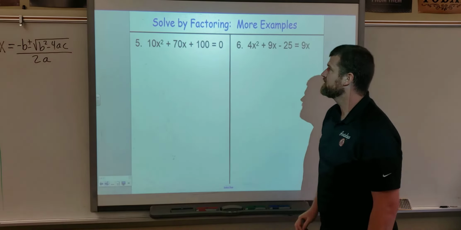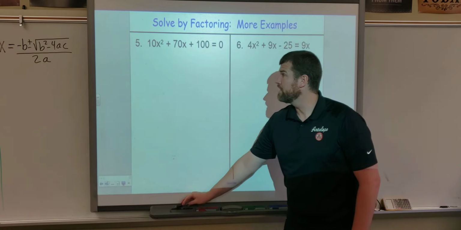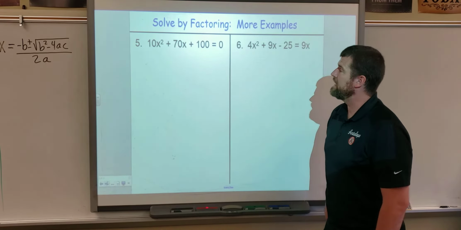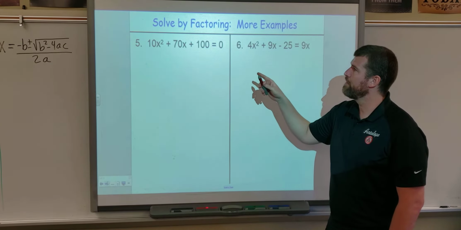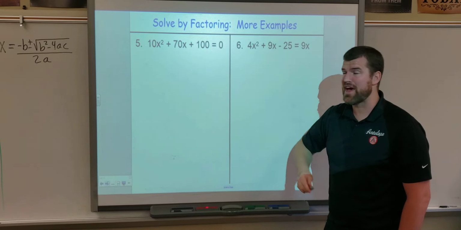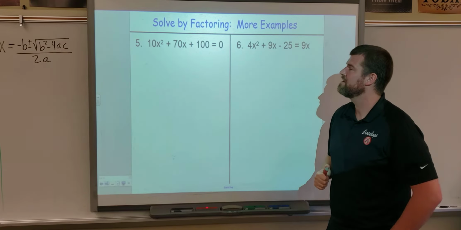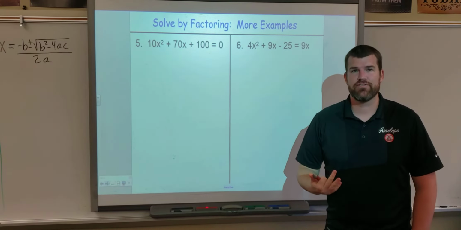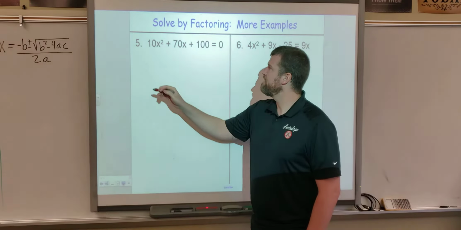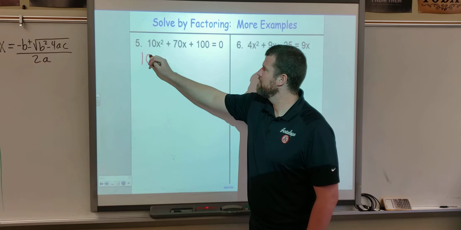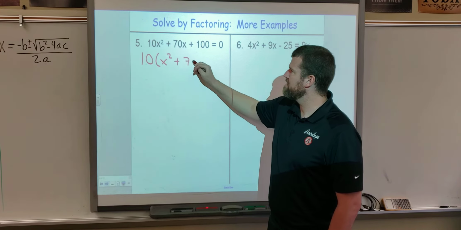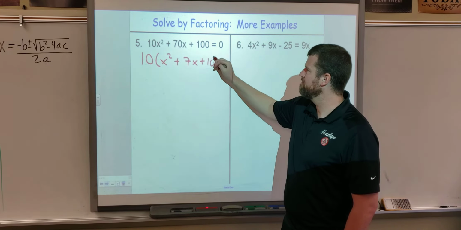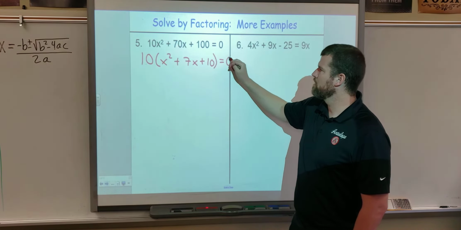All right, last two for today. Now look at this problem, and holy cow, those are some big numbers, right? If I multiply first times the last, that's 1,000. So I need to multiply to 1,000 and add to 70. That's crazy. So let's go ahead and make it easier for ourselves and take out our common factor, which is 10, which now makes my quadratic only x squared plus 7x plus 10, which is going to be much more manageable.